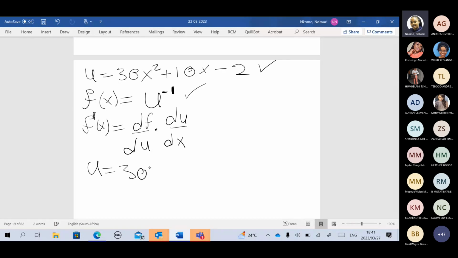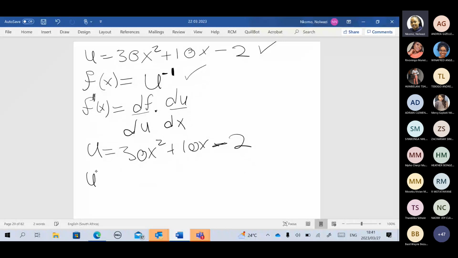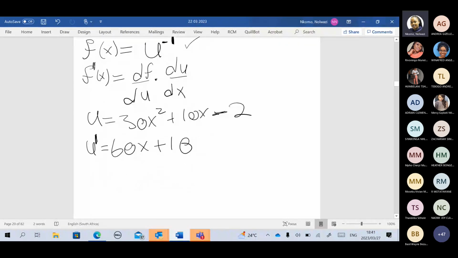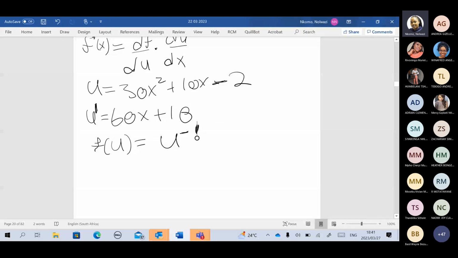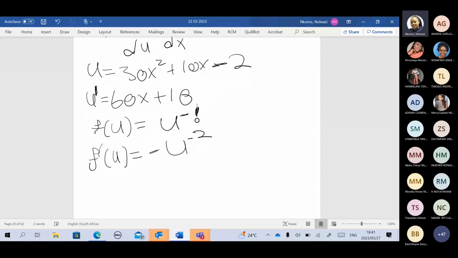If u is equal to 30x squared plus 10x minus 2, we can use our power rule to find its derivative, and it would be 60x plus 10, right? If f of u is equal to u to the power minus 1, we can use our power rule again here to differentiate f with respect to u. Our f prime would be minus u to the power minus 2, right? And remember, we said in our last class that we can write this as minus 1 over u squared, right?